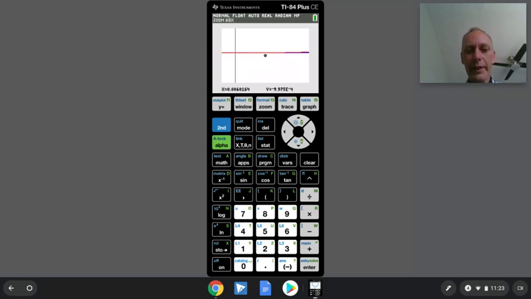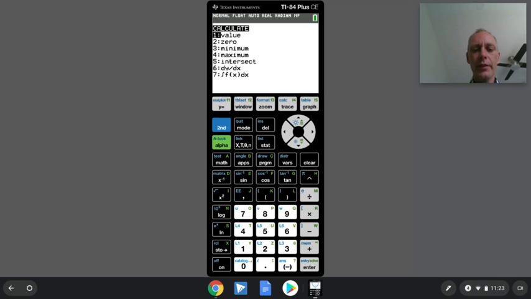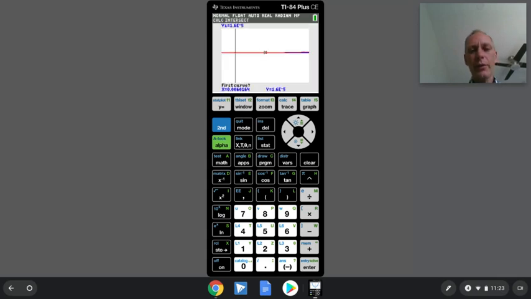Holy smokes, that is one crazy intersect. It's hard to even see it there. They overlap. Okay, well, let's calculate the intersect, see if we can find it. Second, calculate, intersect. Okay, so it's picking there, and that looks reasonable to me. Hit enter 3 times. And we get 0.00609. That doesn't seem right to me.